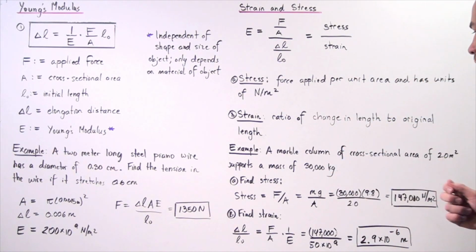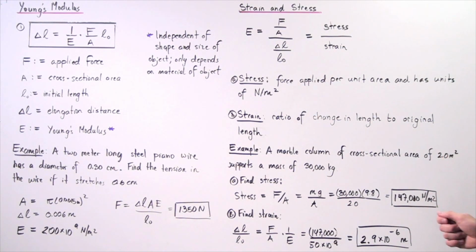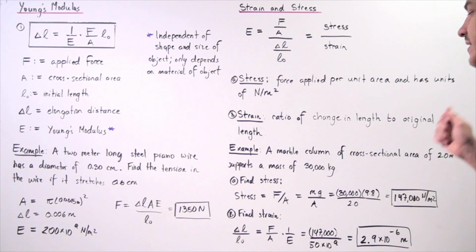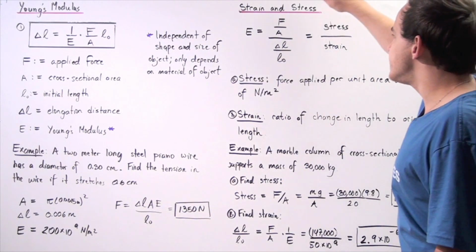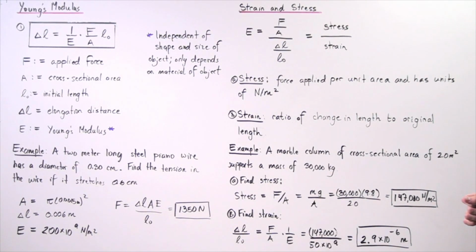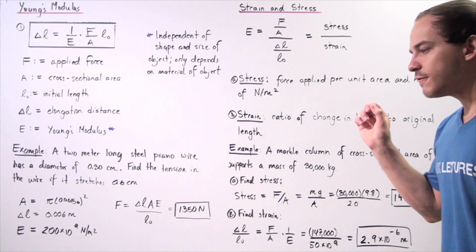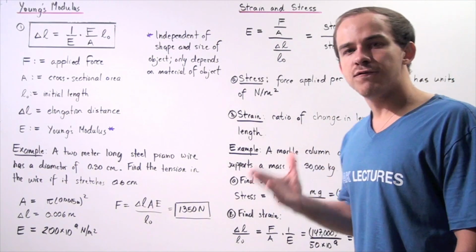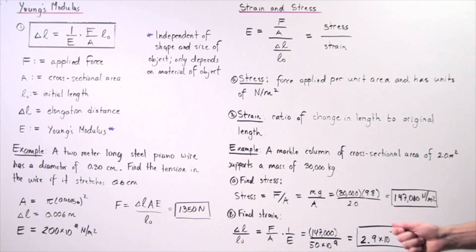Let's suppose a marble column of cross-sectional area of 2.0 meters squared supports a mass of 30,000 kilograms. So in part A we want to find the stress, and in part B we want to find the strain. To find the stress, we simply take the force that acts on the object and divide it by the cross-sectional area. So we know what the mass is and we know what the cross-sectional area is. To find the force, we simply realize that the force that's acting on the mass is the force of gravity.